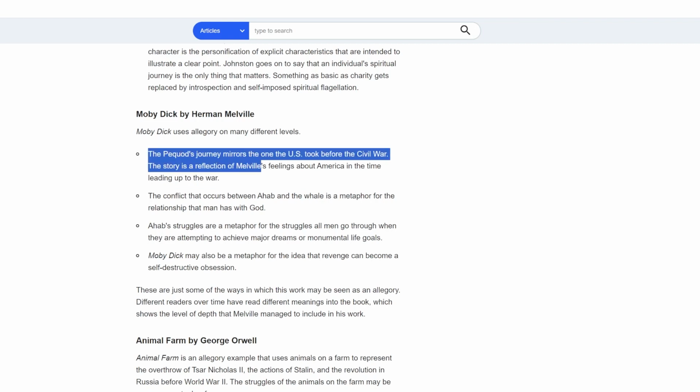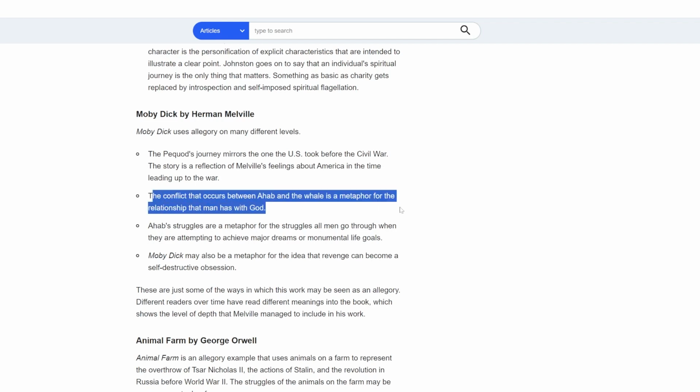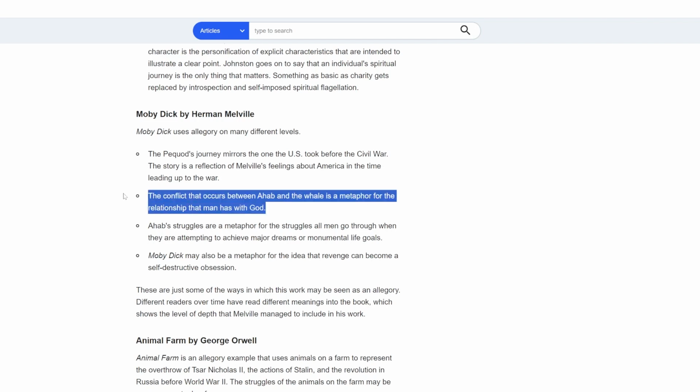The Pequod's journey mirrors the one the U.S. took before the Civil War. The story is a reflection of Melville's feeling about America at the time leading up to the war. The conflict between Ahab and the whale is a metaphor for the relationship that man has with God. This is a very on-the-nose mindset of what the author is trying to say.